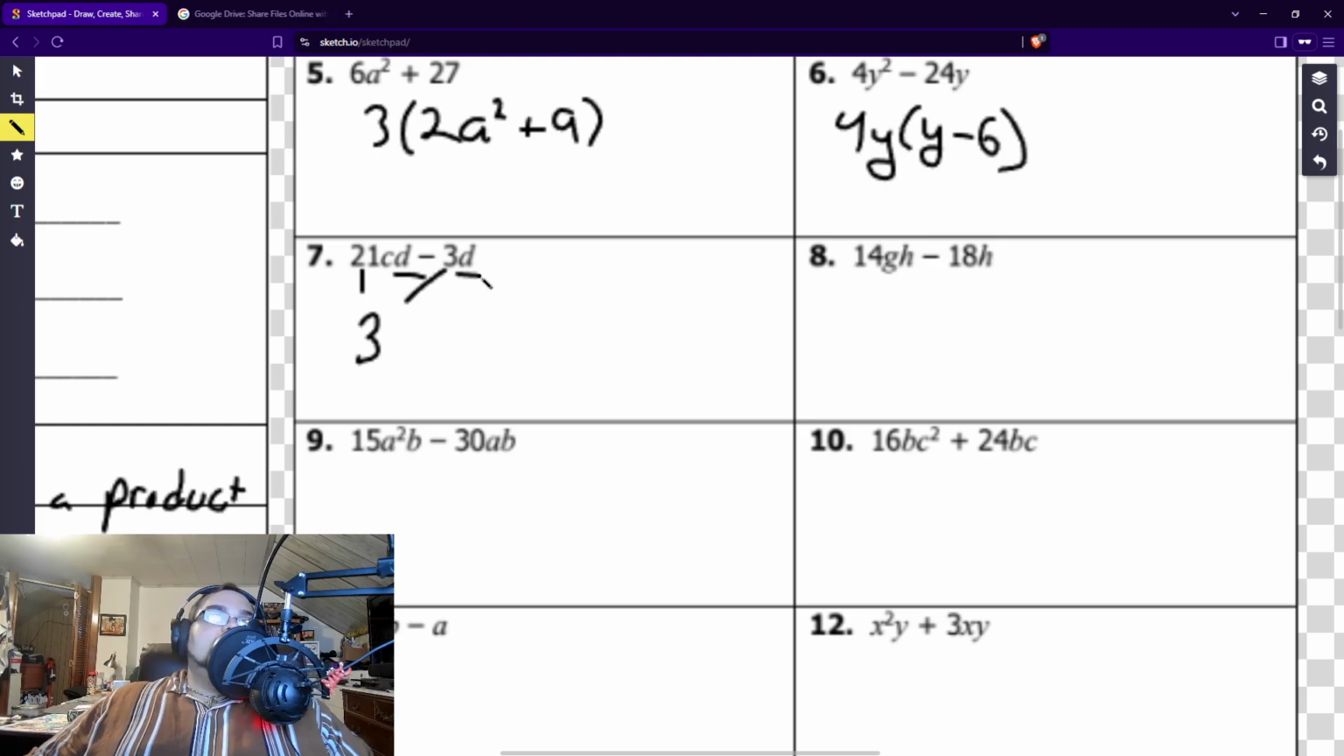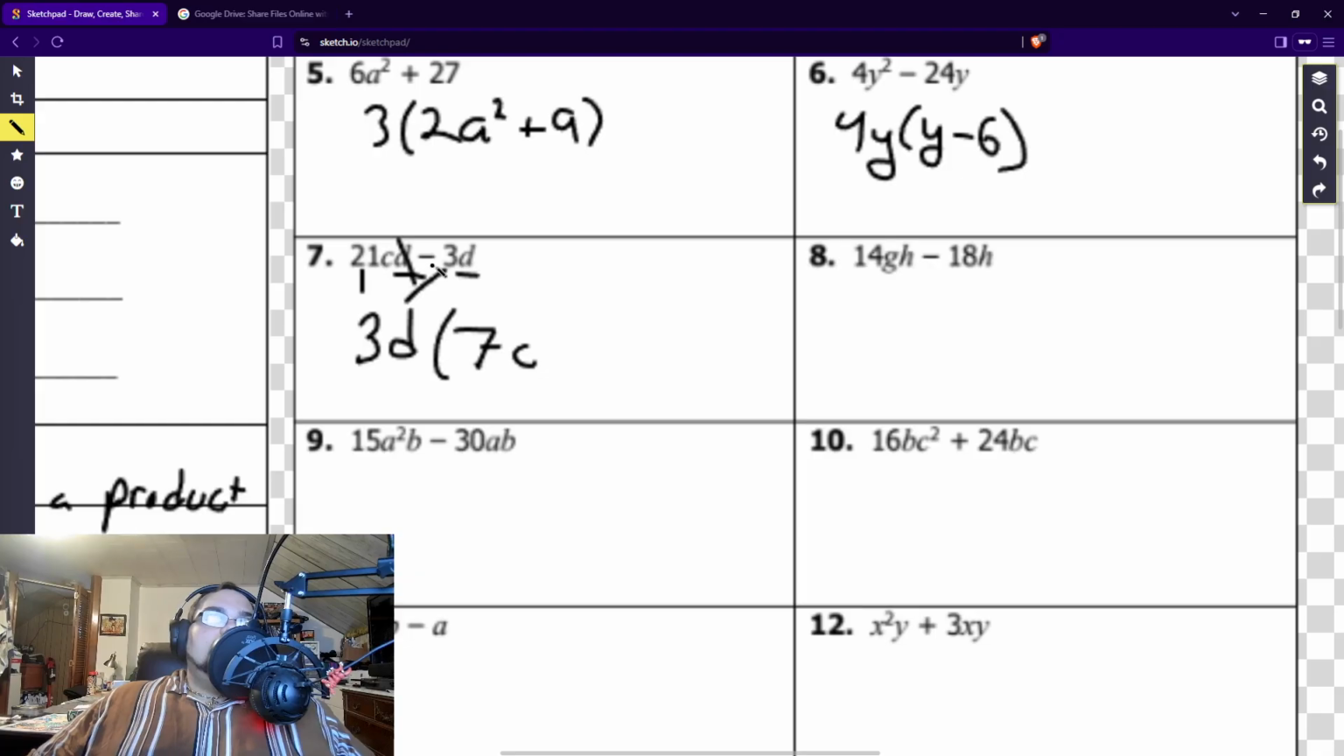There's a D and there's... oh! Both of them have a D. Highest degree is 1, or lowest degree is 1, so we're going to take out a D. 3D. Okay. 21 divided by 3 is 7. C just comes down to C. D divided by D, gone.